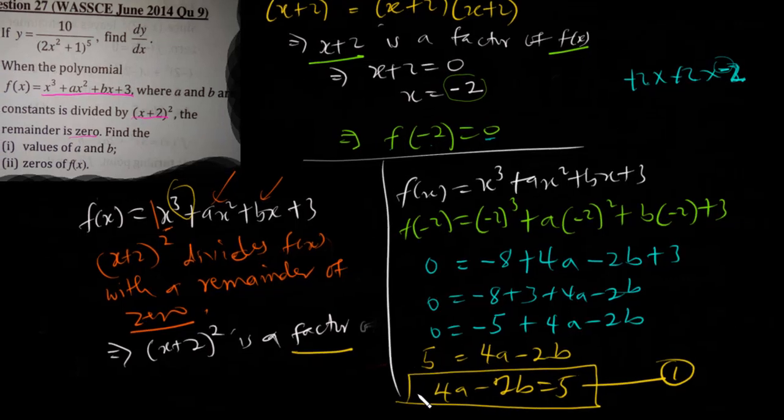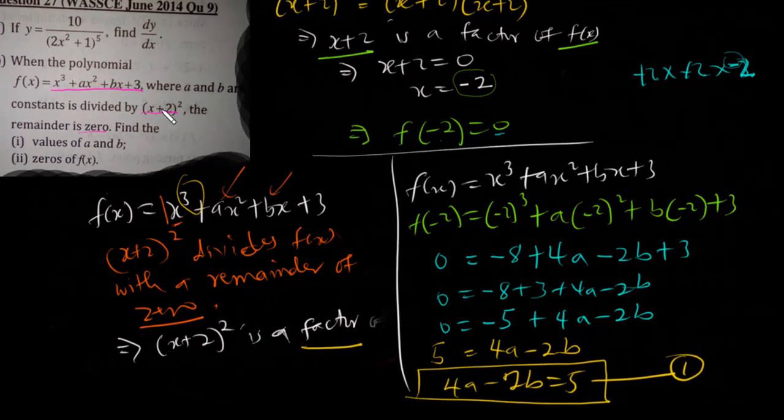So from just one statement, that when x plus 2 divides the function f of x, we get a remainder of 0, I've been able to deduce an equation, that is 4a minus 2b equals 5. Now I am asked to find the values of a and b. There is my a and there is my b. But because I have two constants to find, that is a and b, I need at least two equations. Of course, I cannot find a and b using this one equation. So how do I get the next equation? That'll be my next job.